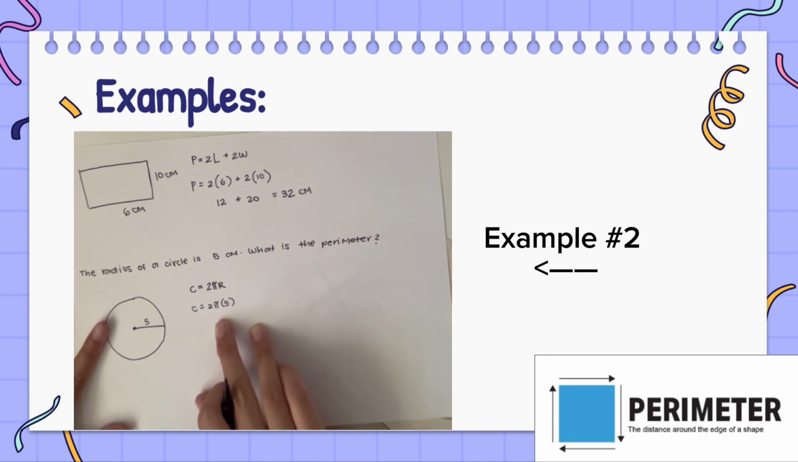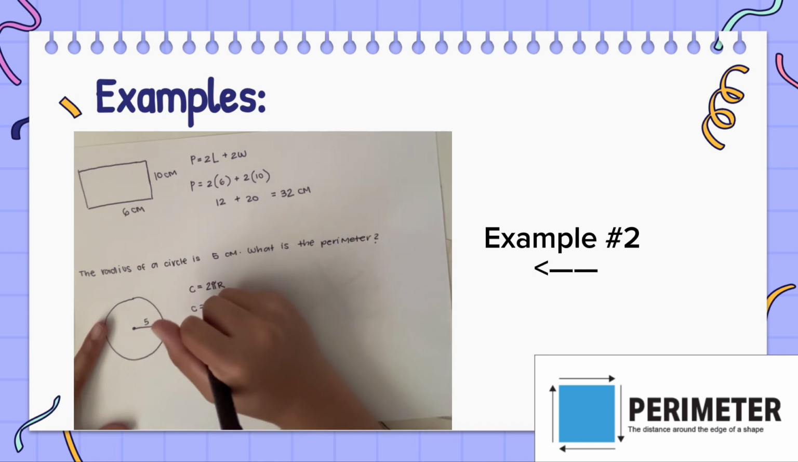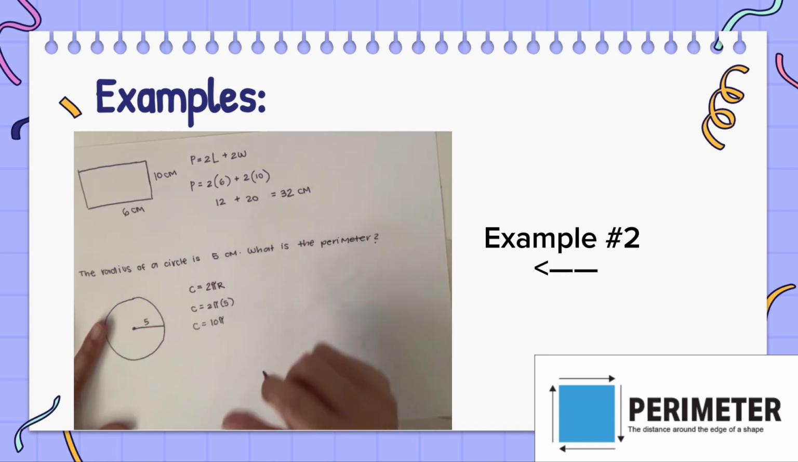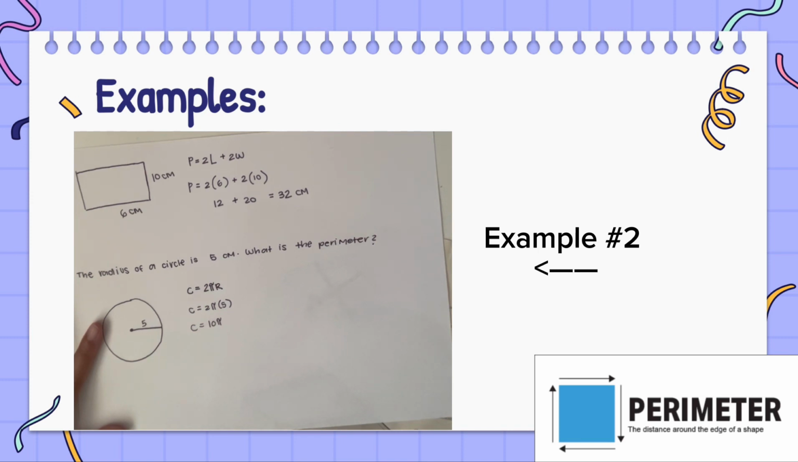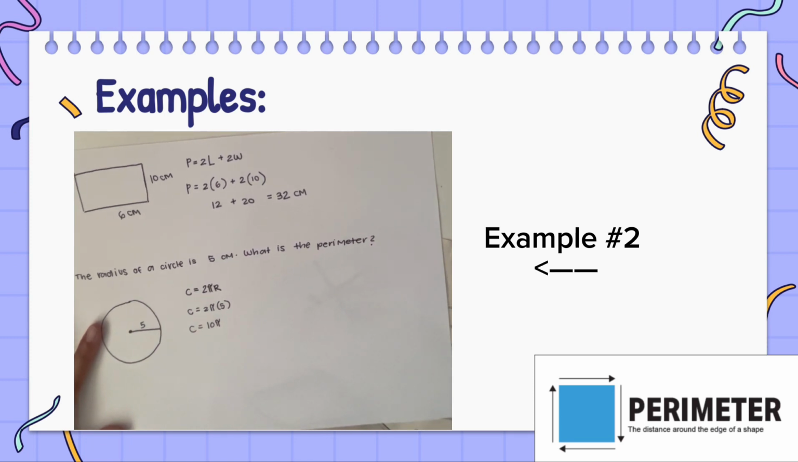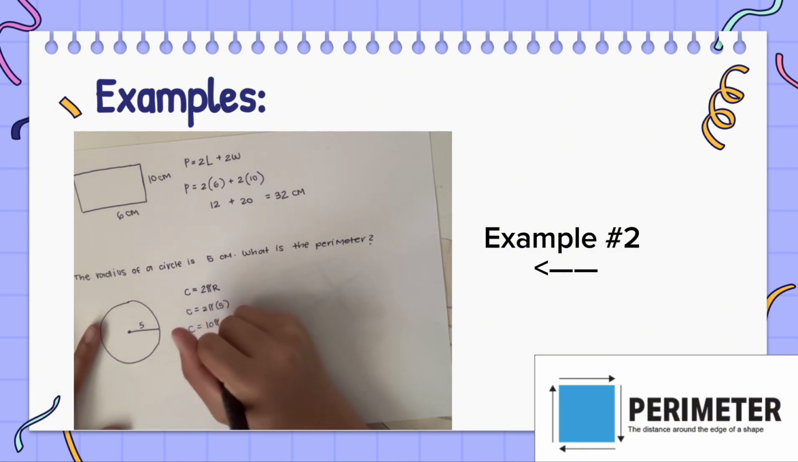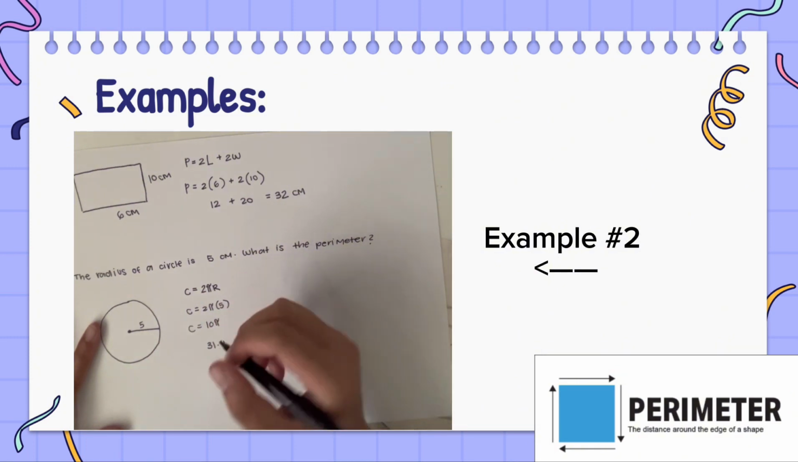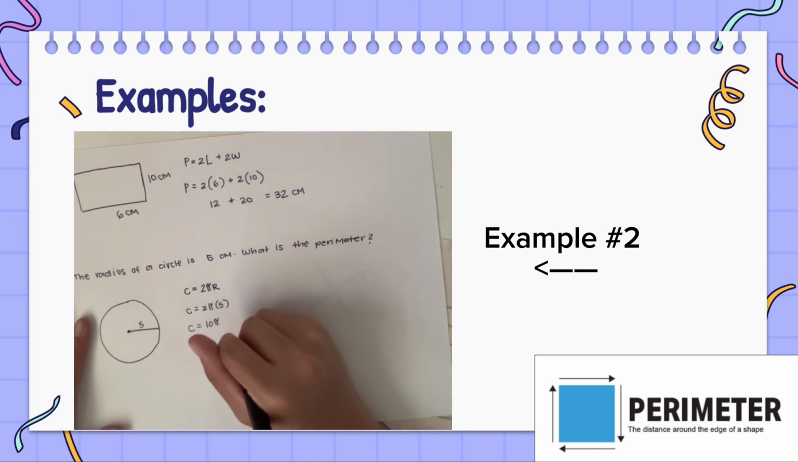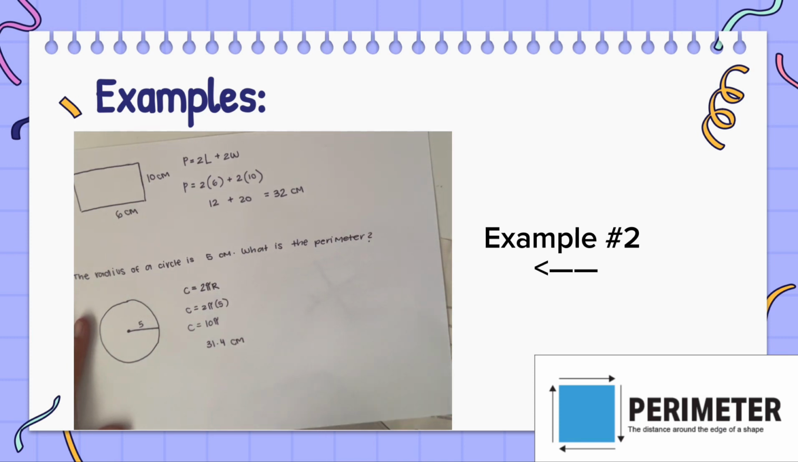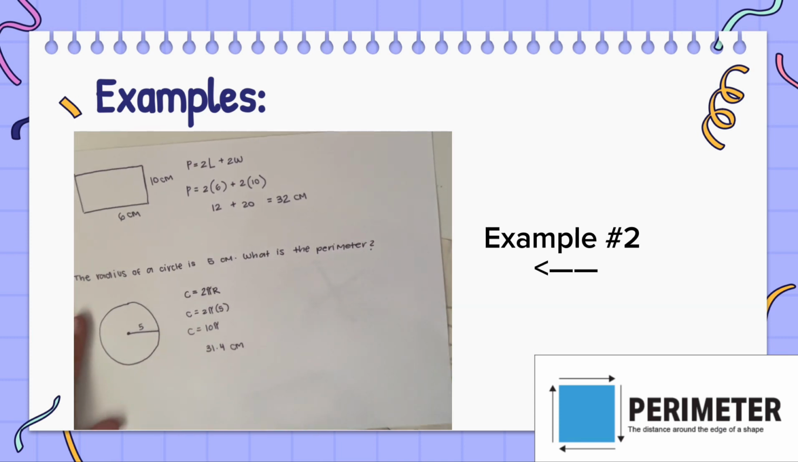We multiply 2 and 5, we get 10. So 10 pi. And then we multiply 10 with pi. For pi, I'm going to use 3.14. And when I multiply that, we will get 31.4. And that will be our circumference, aka the perimeter. And then we will label it centimeters. And that is how to find the perimeter of a circle.